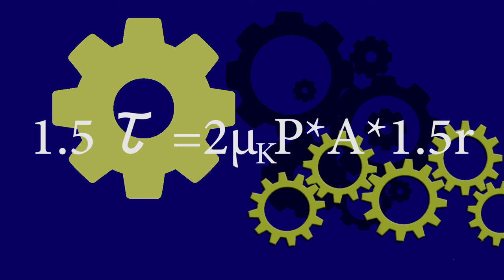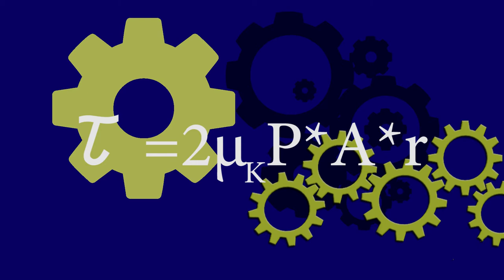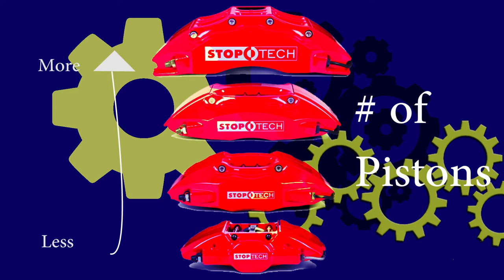If we increase the coefficient of friction between the pads and the rotors, we're going to increase our braking power. Now, how do we do that? Well, that's the hard part. How do we identify what things change which things? Well, area. The area of the pistons is easy to understand. It's essentially the area of a circle.